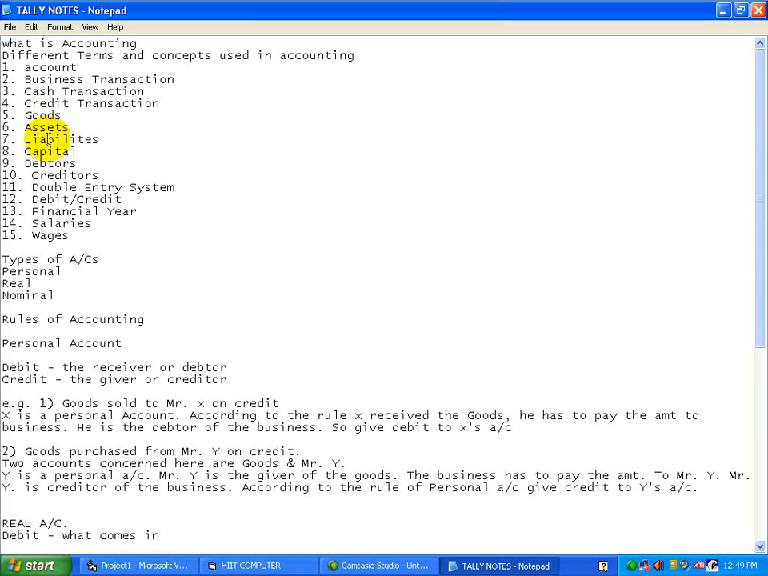Next is liabilities. The amount payable to other parties from the business. Example, amount payable to creditors, bank loan, payable interest, etc.